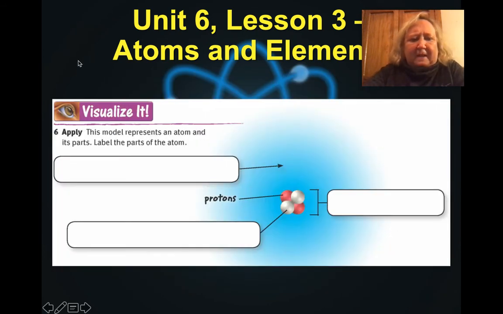All right, so this is a basic model of an atom, and you're probably going to have to do a drag and drop with this in a couple days. But let's look at the parts. They've identified the protons for us. What is with the protons in this center part? Does anybody remember?